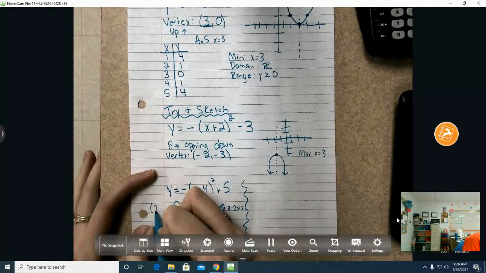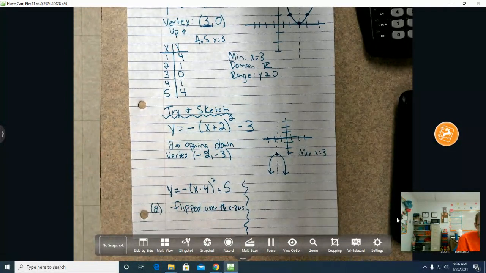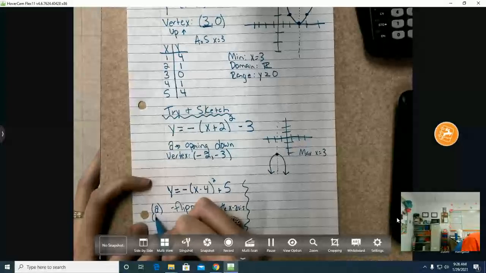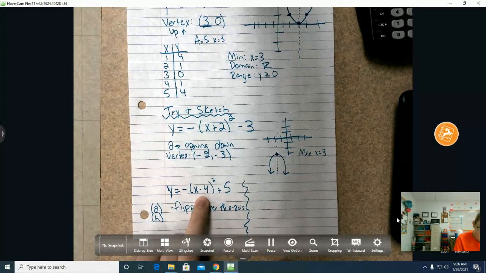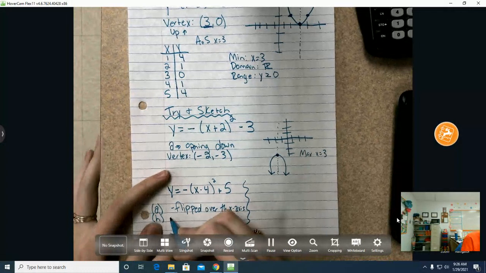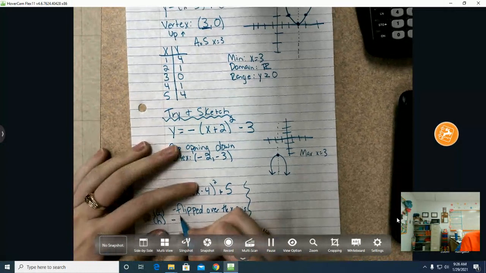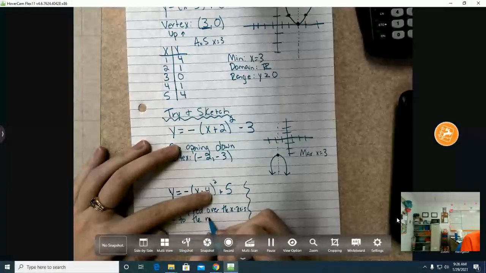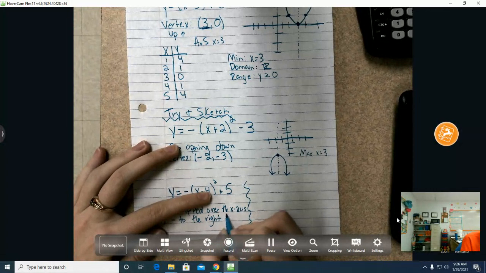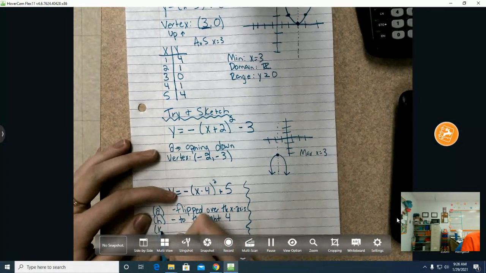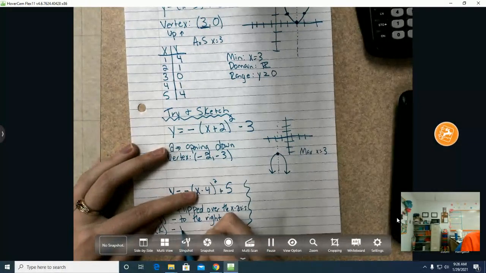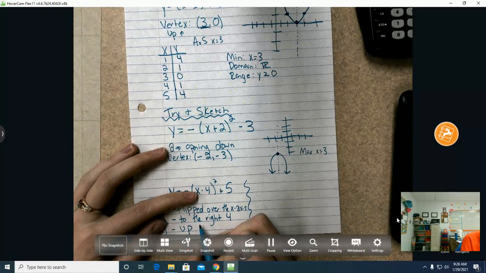This is our a value. For our h value, I have minus 4, so that's going to be the opposite of what we think, and it's going to be to the right 4. And then we have our k value. It's a plus 5, so it's going to be up 5.